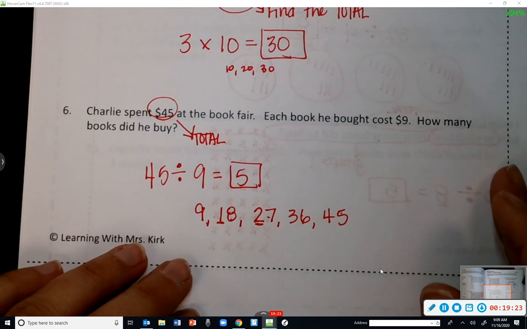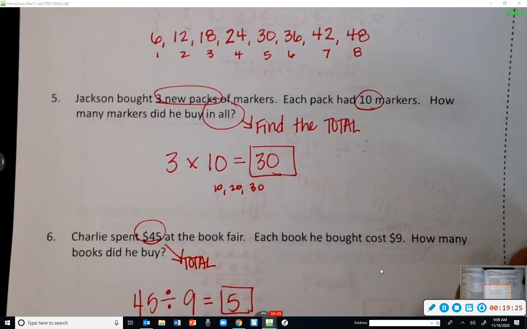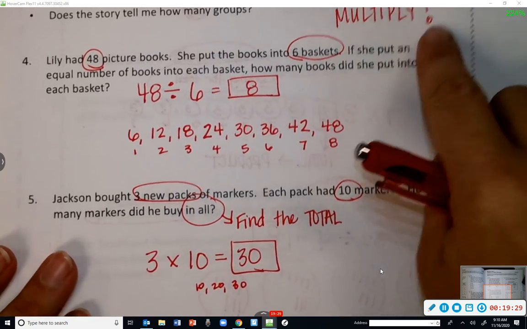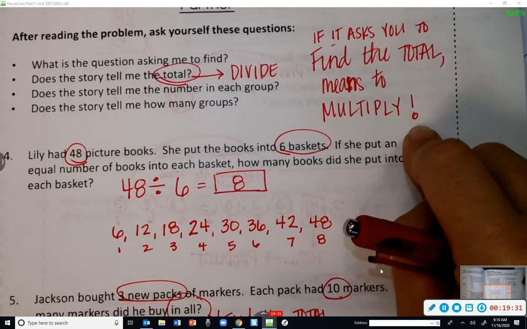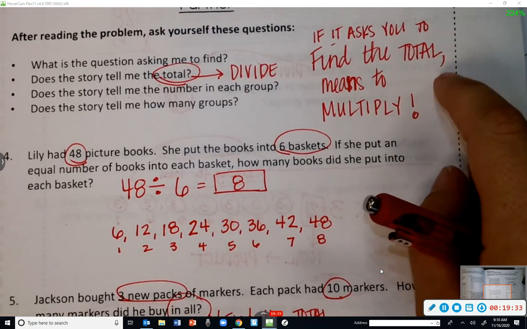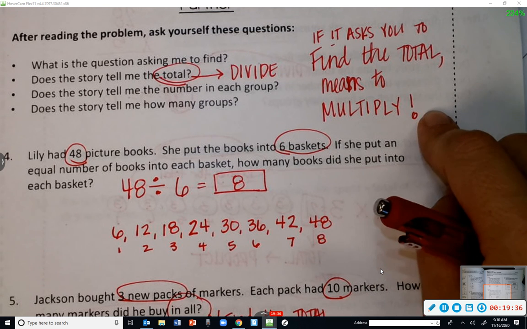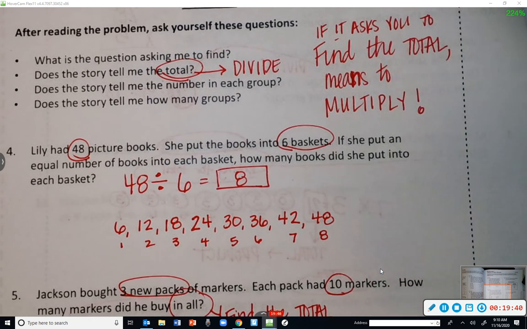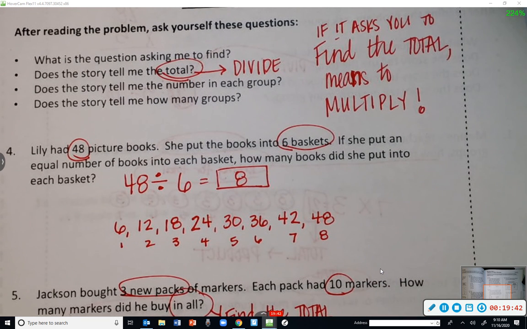I don't think I'm ready to go. Okay, so when you're doing your assignment today, you can keep this out to help you. Just remember when it says in all or how much in all, you need to multiply because you're finding the total. So none of this will be adding and subtracting? No, you are not adding and subtracting on these, okay? So if it says in all, think multiplication instead of addition, okay?